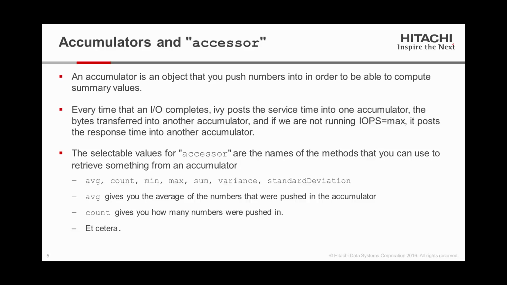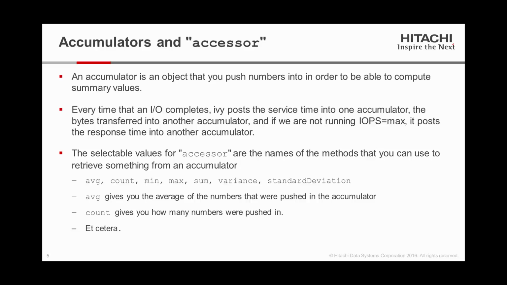So as every IO completes, the service time for that IO gets posted into one accumulator out of a matrix of accumulators, and we'll explain that in a minute. But first, about accumulators themselves. The selectable values for accessor are the names of the methods that you can use to retrieve something from an accumulator. When you specify average, you get the average value, in this case of service time or whatever else it was that you're pushing into the accumulator.